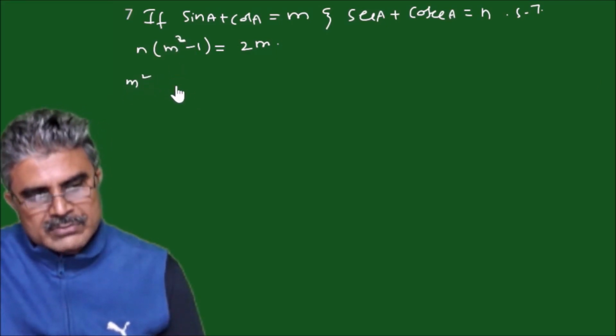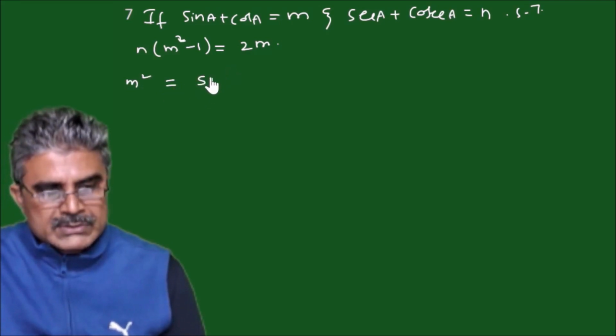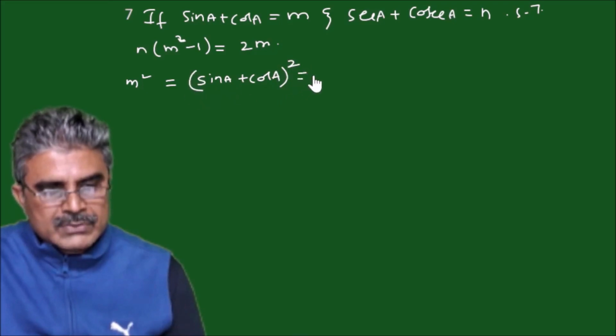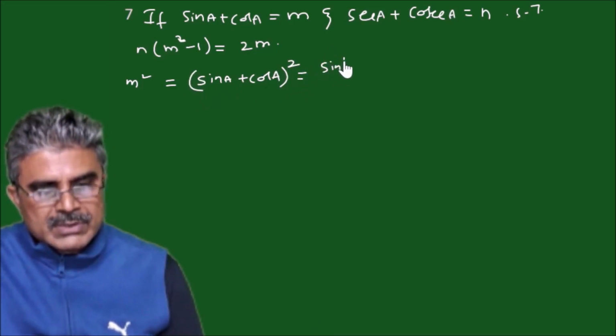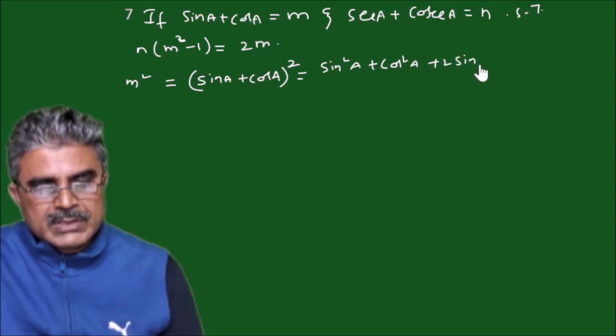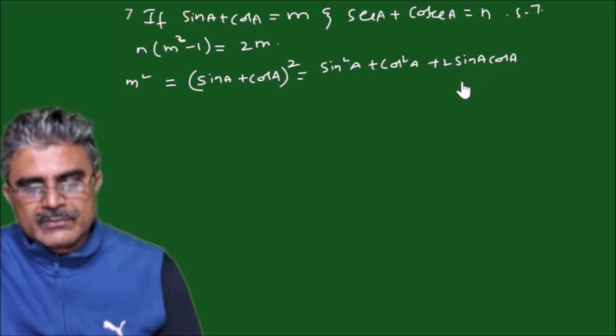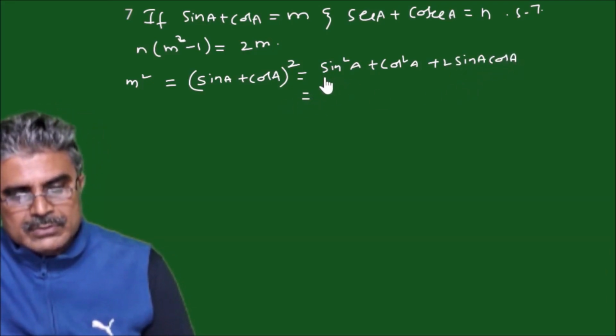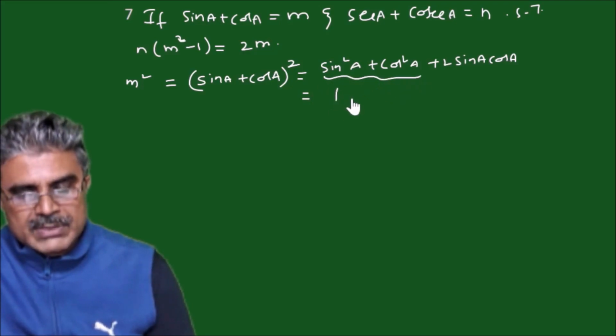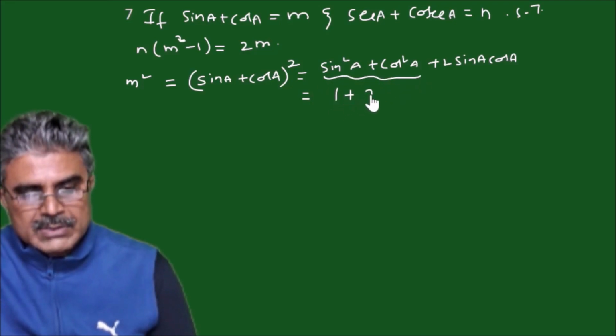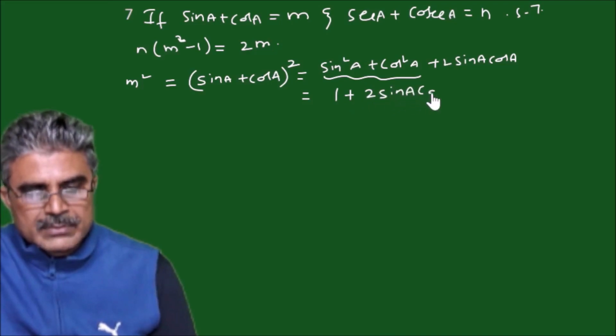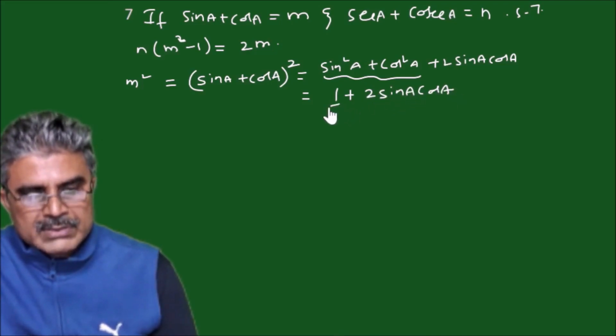So consider m square is equal to sin a plus cos a whole square, which will give sin square a plus cos square a plus 2 sin a cos a from the expansion of a plus b whole square. Sin square a plus cos square a is 1 from the identity, so 1 plus 2 sin a cos a. I want to bring this 1 to the other side because in the term that we need to prove we have m square minus 1.